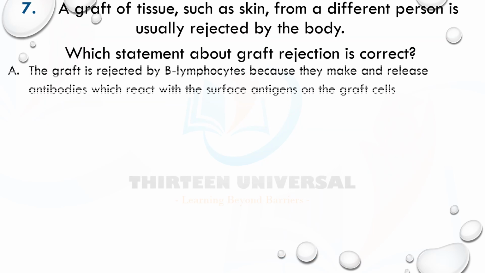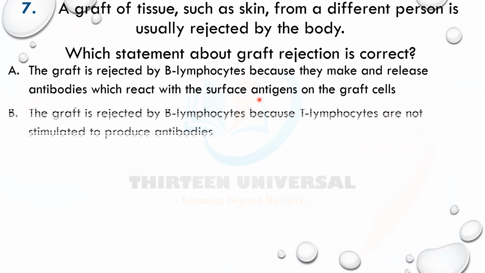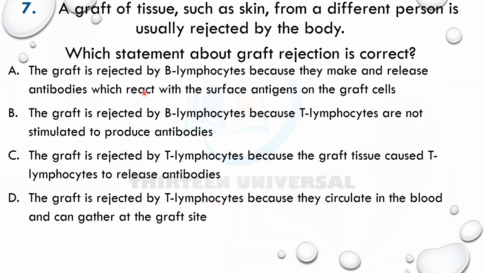A graft of tissue such as skin from a different person is usually rejected by the body. Which statement about graft rejection is correct? Now I'm going to list the options. What do you think is the answer? A says the graft is rejected by B lymphocytes because they make and release antibodies which react to the surface antigens on the graft cells. Well, this may happen, but if we are talking about the graft, let's look further down. B says the graft is rejected by B lymphocytes because T lymphocytes are not stimulated to produce. No, that's not the reason.